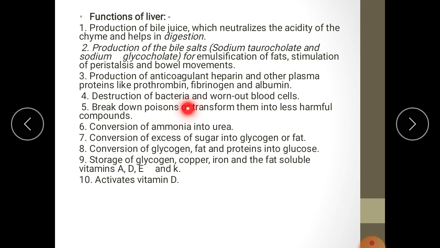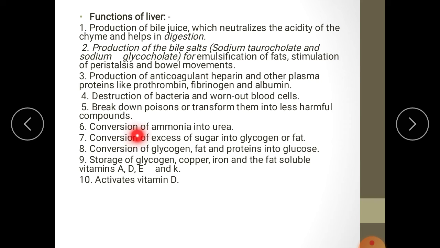Then destruction of bacteria and worn out blood cells. So bacteria are destroyed, killed, and worn out blood cells are also removed by the liver. Break down poisons or transform them into less harmful compounds. So detoxification is also done by the liver. Poison is converted into less harmful compounds.